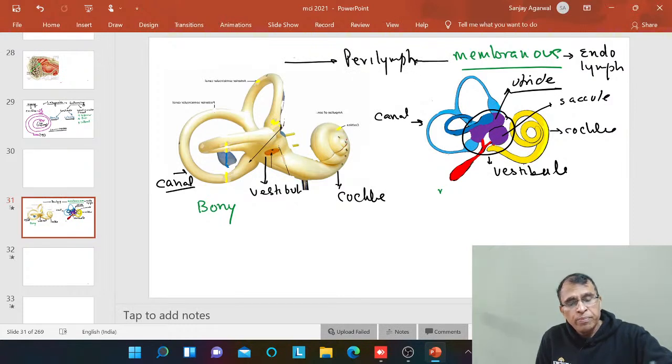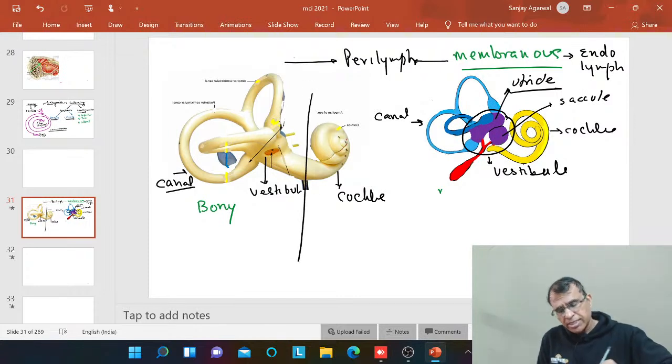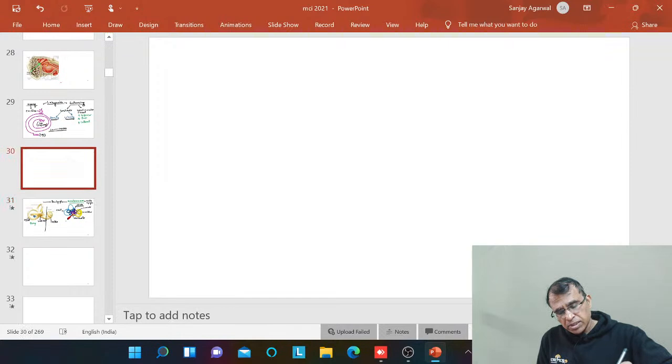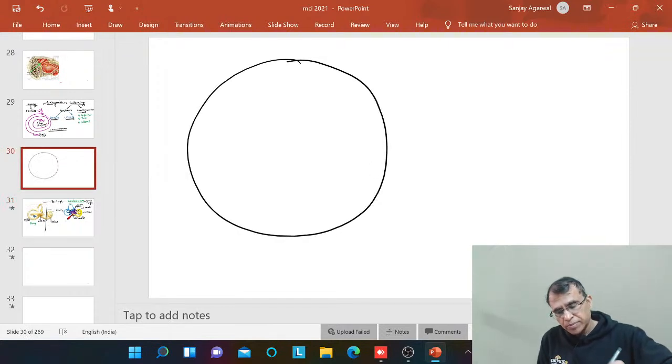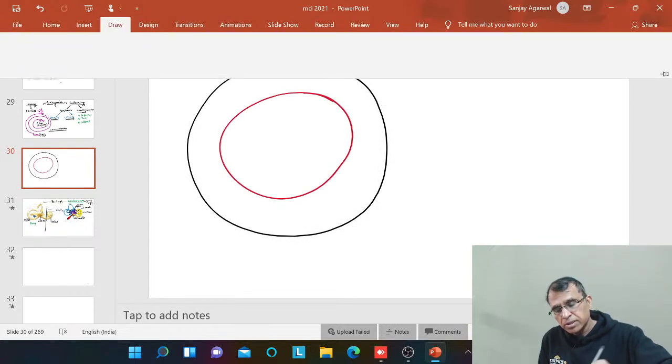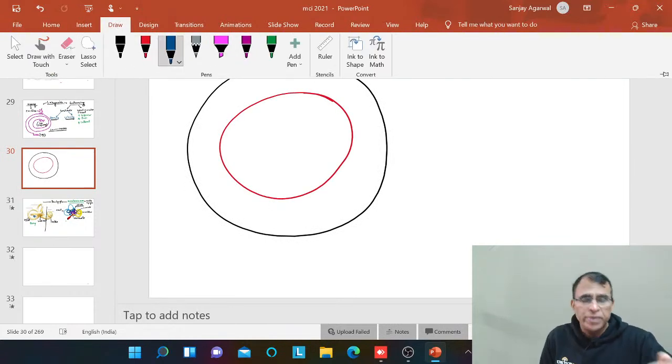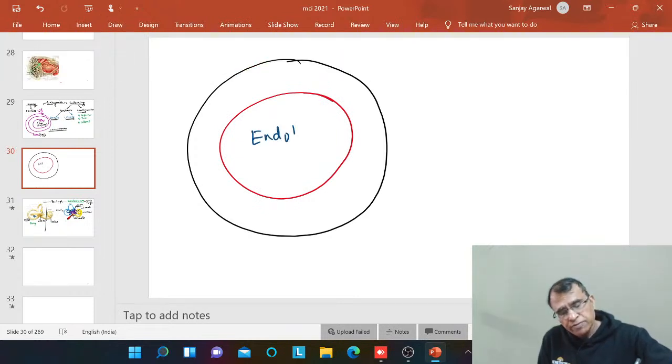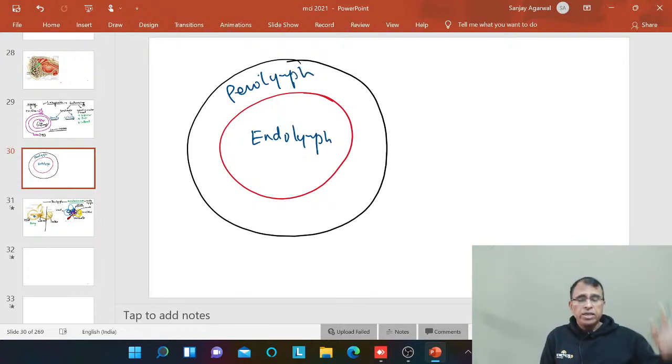So outside the membrane and between the bone is the perilymph. See, if you cut the cochlea, any part, this is your bony labyrinth, and inside is the membranous labyrinth, something like this. Although it is not like this, this is just to explain, this is not a correct diagram, I'll tell you later on. So inside is endolymph, and what does peri mean? Peri means periphery. Peri means around, around is the perilymph.